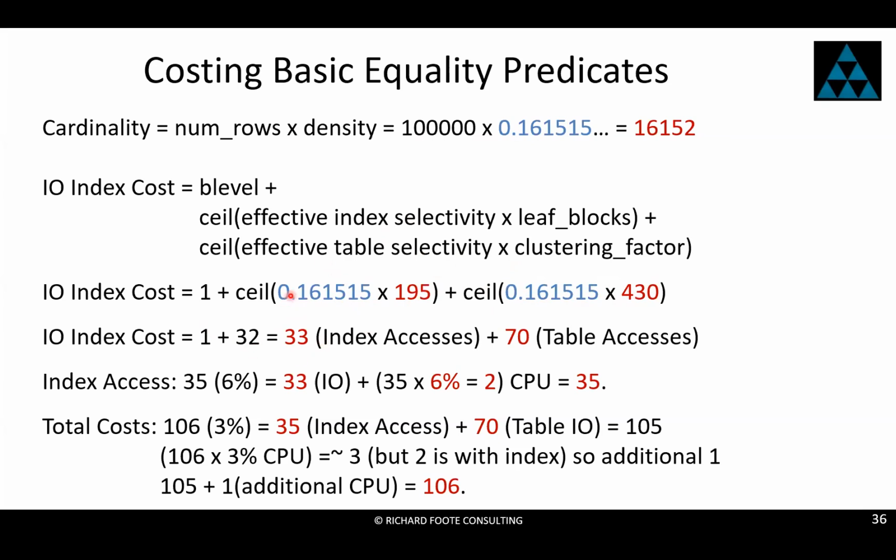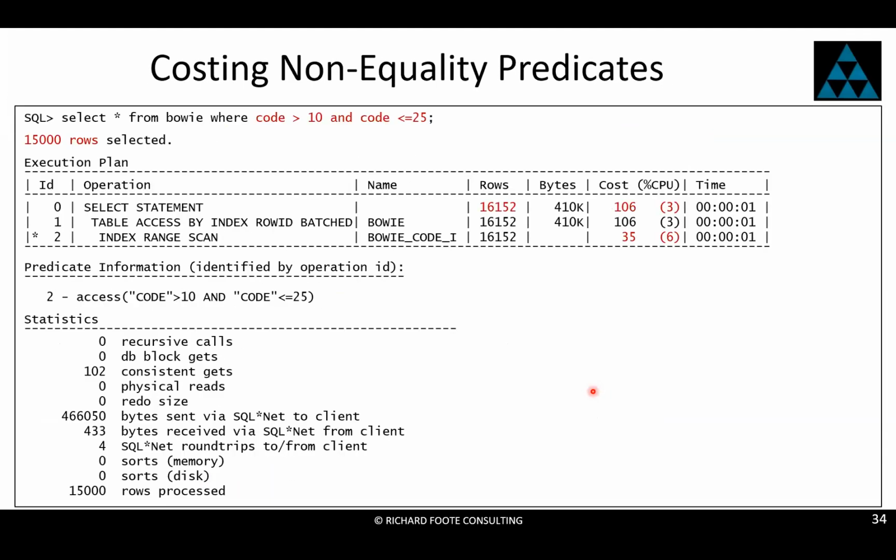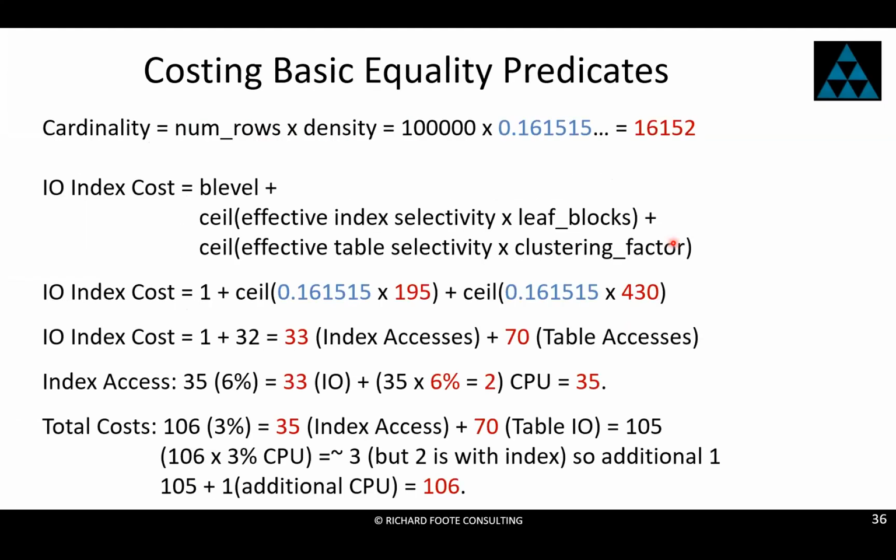So just note that this percentage of 195 plus the 1 for the B level, since it's not an equality predicate so we include the B level this time, equals 33. But the cost of the index access was 35. So 33 is IO, but 6% is CPU. 6% of 35 is roughly 2. So that's where we get the 35: 32 of it is IO, 2 is CPU. That's where we get the cost of 35, 6% of which is CPU.